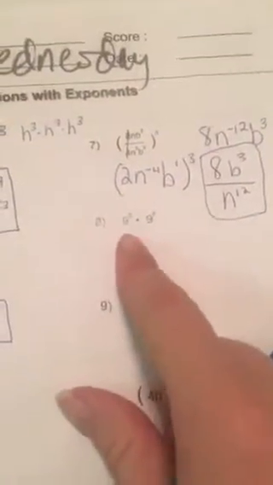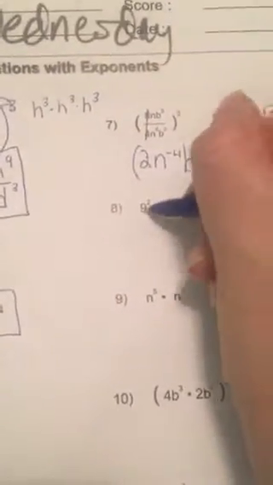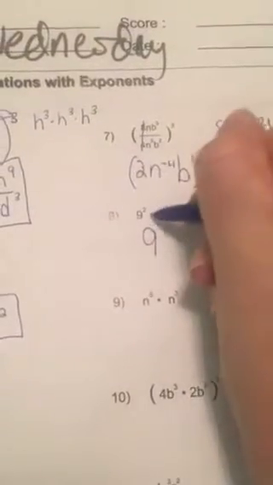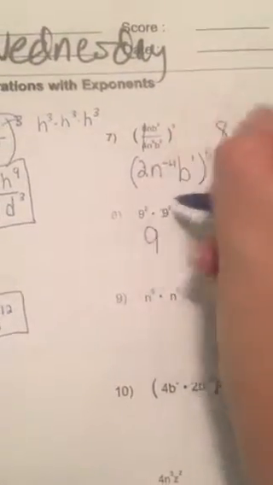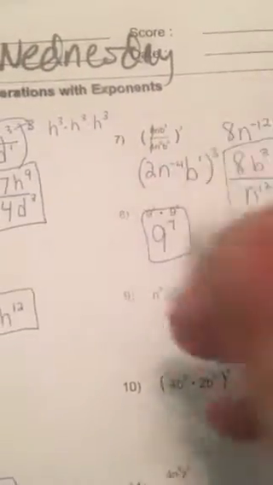Now with this one, I know some of you are going to be tempted to just solve out 9 to the second is 81, times 9 to the fifth, whatever that is. But they don't want you to do that. They just want you to evaluate this. I know that they have the same base, and I'm multiplying, so I can add the exponents and just get 9 to the 7th. And that's all that is needed from you here.